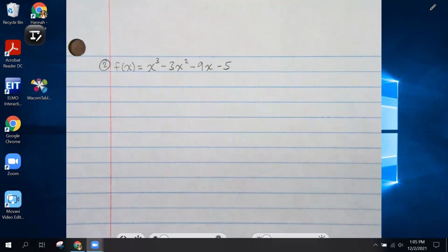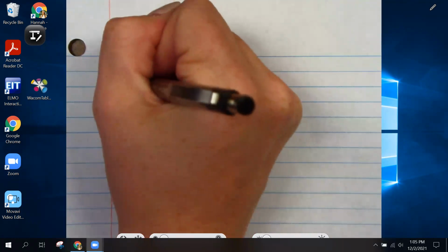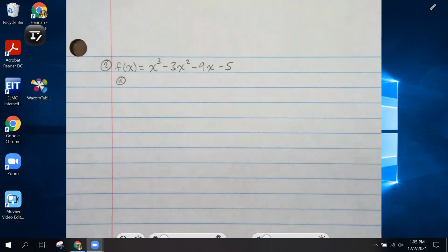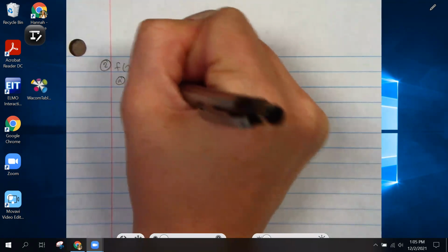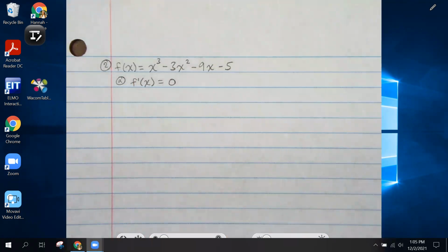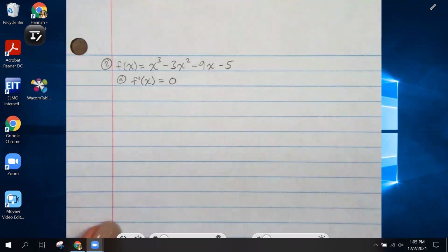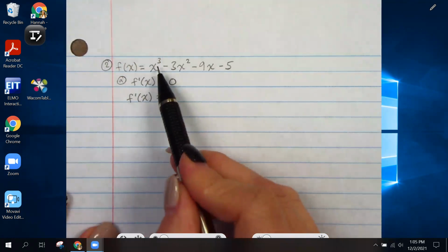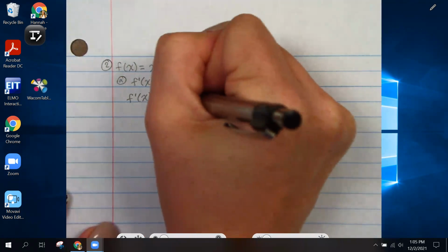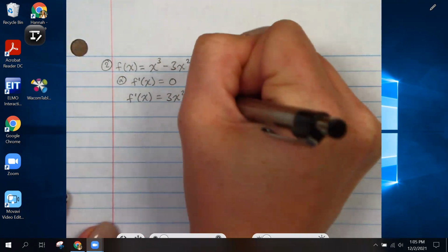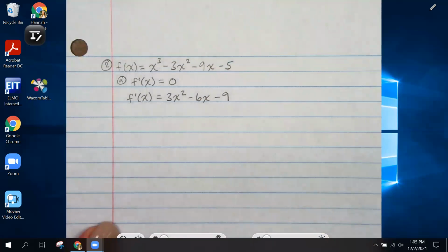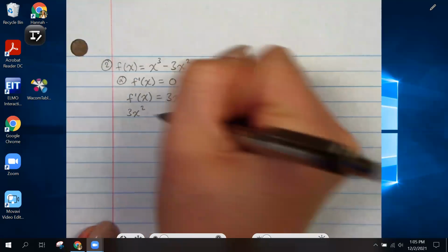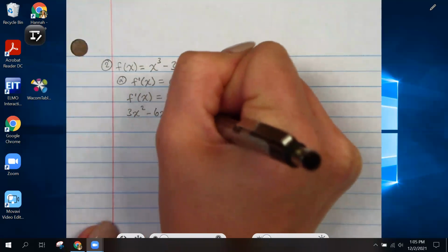Number 2, you're given f of x. And in part A, you're asked to find the critical values. So critical values happen when the derivative equals 0. So we need to find the derivative first. F prime of x equals, the derivative of x cubed is 3x squared minus 6x minus 9. So we need to set 3x squared minus 6x minus 9 equal to 0.